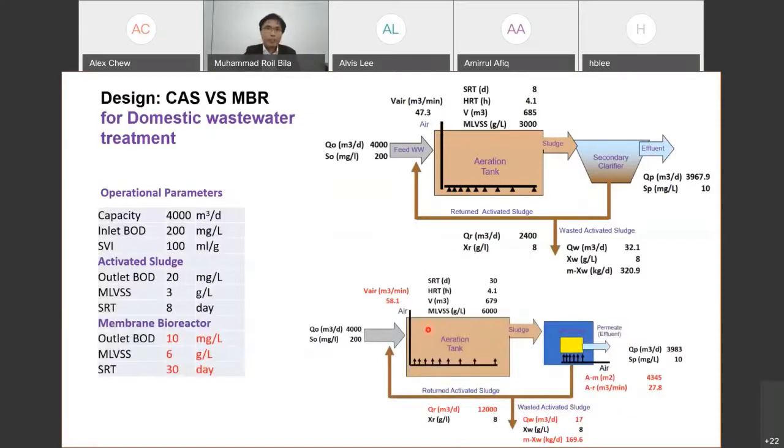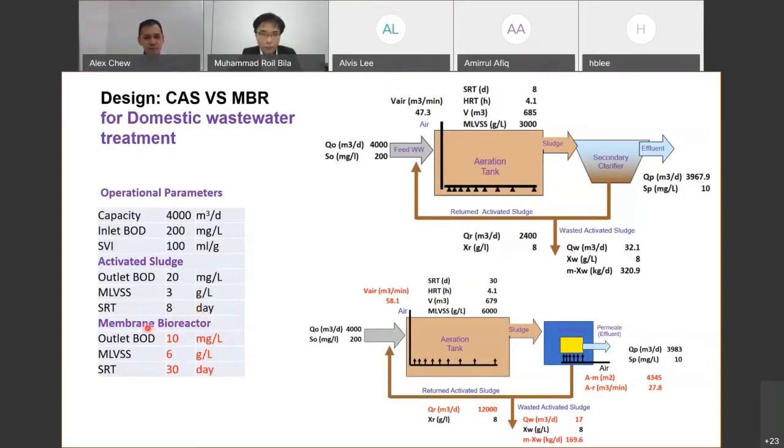So now here I have the same feed wastewater when I designed this one. First focus on the left here. These are the operational conditions of my feed. In this slide it is an example for domestic wastewater. Let's say we have a capacity of 4,000 cubic meters per day. Inlet BOD is 200 milligram per liter. And let's say this is the ideal sludge condition. Our sludge volume index is 100 milliliter per gram. So based on the operational data that I saw previously, I will have an outlet BOD of about 20. I will have a sludge concentration of about 3 gram per liter, and the sludge age is about 8 days.